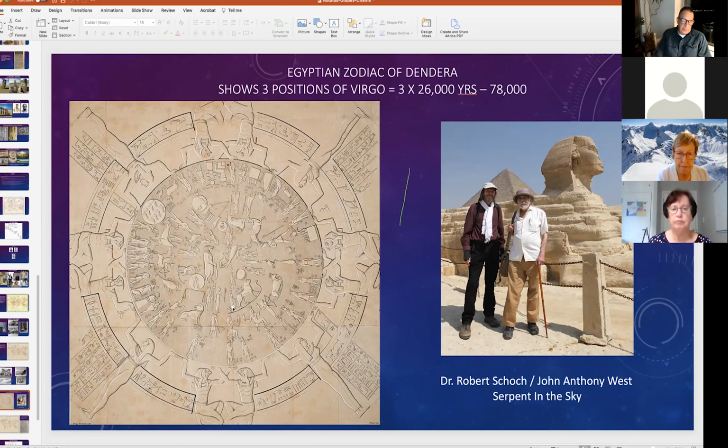This one has the tail pointing down and this one has the tail pointing up, basically implying that the positions of Leo relative to the pole star are an entire half cycle away, 13,000 years or something like that. But the three positions of Virgo that they show in this thing means that they observed three positions of Virgo, which takes it back to the 78,000 year destruction.